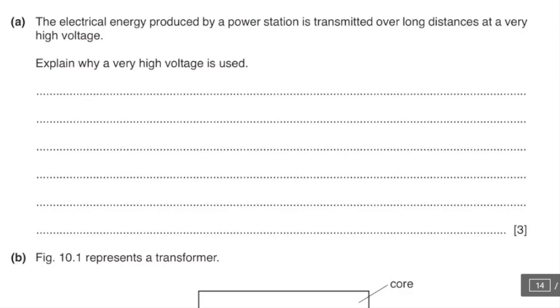Question number 10a. The electrical energy produced by a power station is transmitted over long distances at a very high voltage. Explain why a very high voltage is used. Increasing the voltage decreases the current, and so the heat loss by the current decreases. Since the heat loss decreases, we can use thinner cables because they don't need to have tolerance for high heat, and also reducing the thermal energy lost reduces the cost.